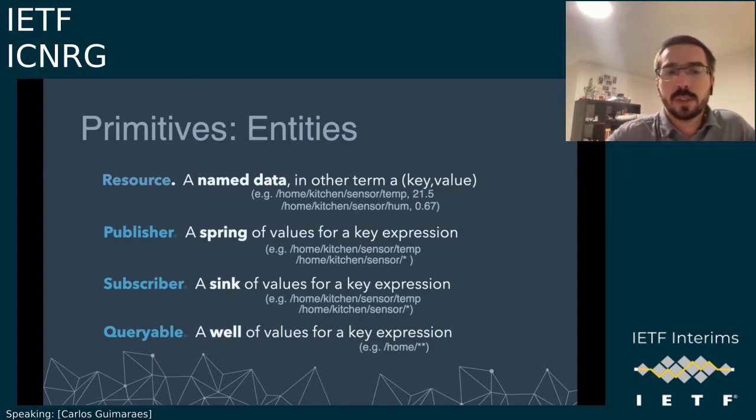We have subscribers, which represent a sink of values that match a given key expression. So in other words, the entity that consumes data. And we have queryables. A queryable here represents a well of values for a given key expression. So a queryable is also a producer of data, but the difference is that it needs to be explicitly requested by a query.